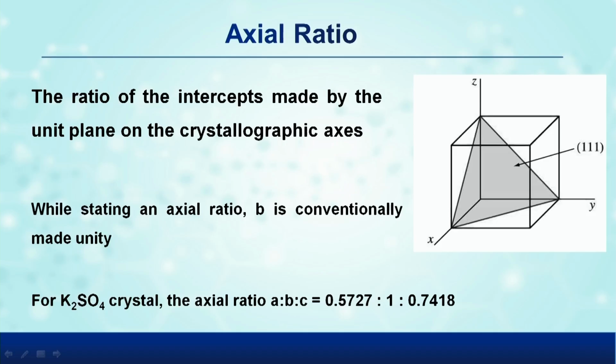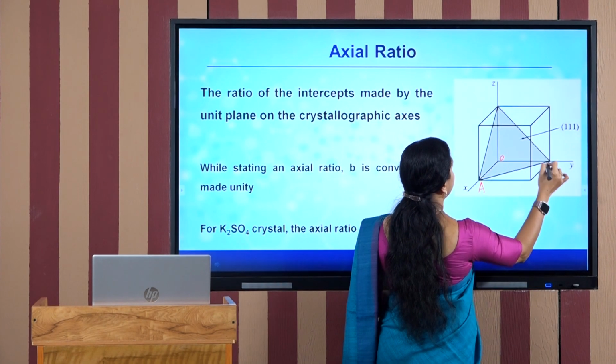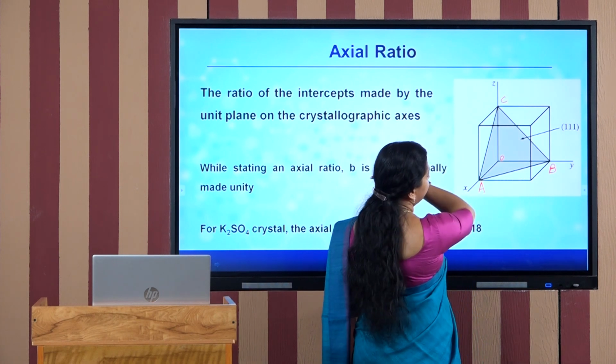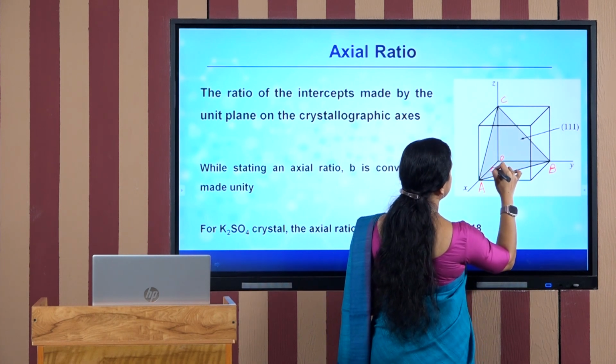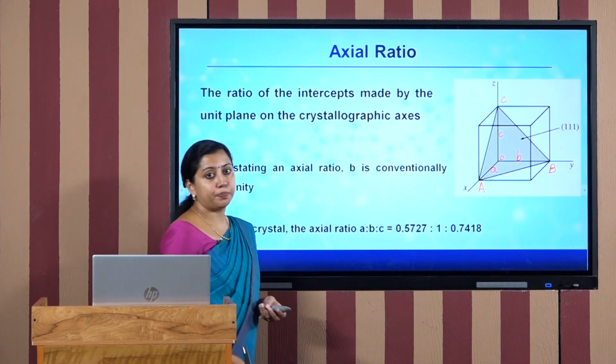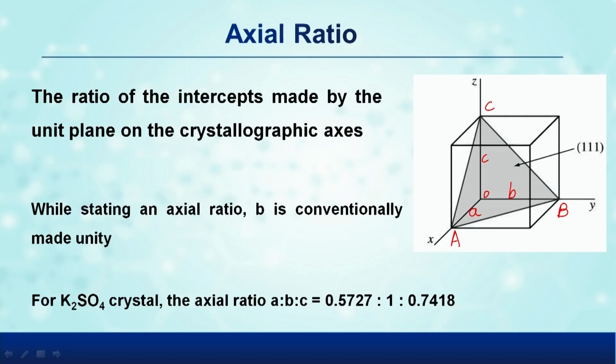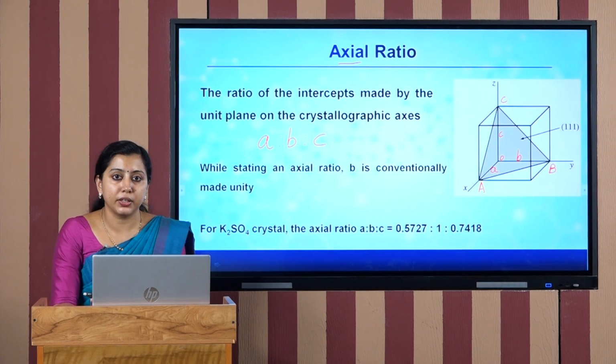Now, the next term is axial ratio. Again, when we consider the same plane, we have seen the unit plane ABC, and we have also seen the unit intercepts represented by small a, b and c. Now, the ratio of these intercepts made by the unit plane on the crystallographic axis is called the axial ratio. That is, a is to b is to c. The ratio of the unit intercepts is called axial ratio.